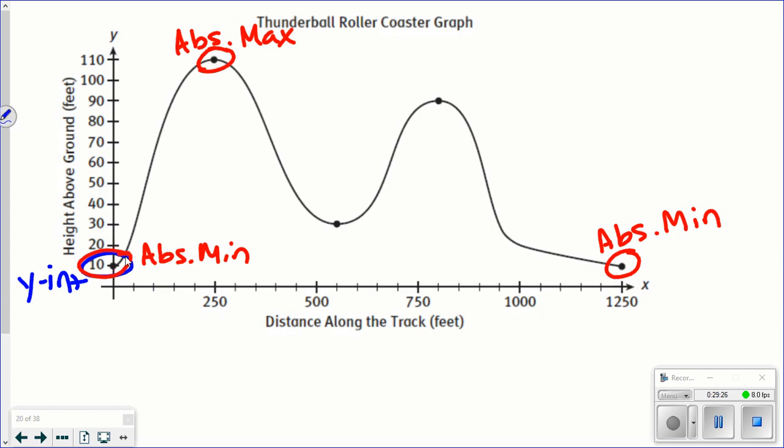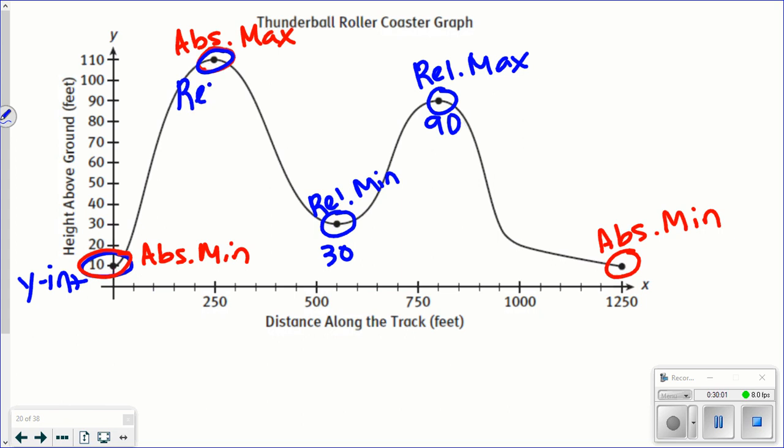Now let's talk about relative minimums and relative maximums. They can't be endpoints. So relative minimum, do you see a valley or a low point? It's right here at 30. So a relative minimum. Do you see a hill? Right here. So this is a relative maximum. And it occurs, if I draw my line over, at about 90. And I actually have one more relative max. It's right here. This is also a relative max because it's not an endpoint.